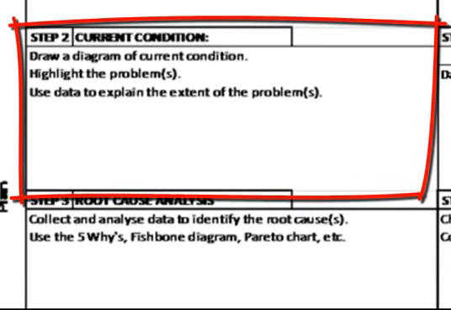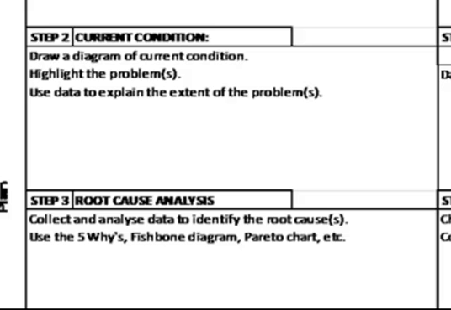Step 2, what you're going to do is define the current condition, the current state. Most people do this by drawing a diagram of the current condition. You can use a process flowchart. You can use a value stream map. Some people create their own floor layouts and do a diagram of the area where the problem is. You need to highlight the problem. Where is the problem on the particular diagram, whatever it is that you're drawing?